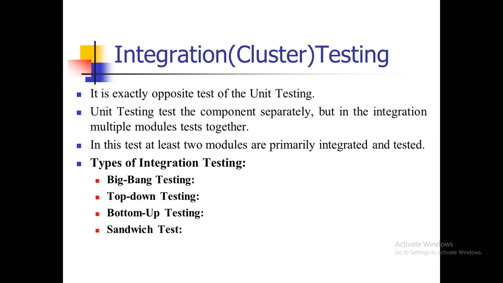Bottom-up testing is exactly the opposite of top-down testing, since the component at the bottom level is tested first. In top-down, the flow is from the top to the bottom. In bottom-up, we test the component at the bottom level first, and after that we test the lower level components that are integrated with the components above, and then combined testing is done. That is bottom-up testing.